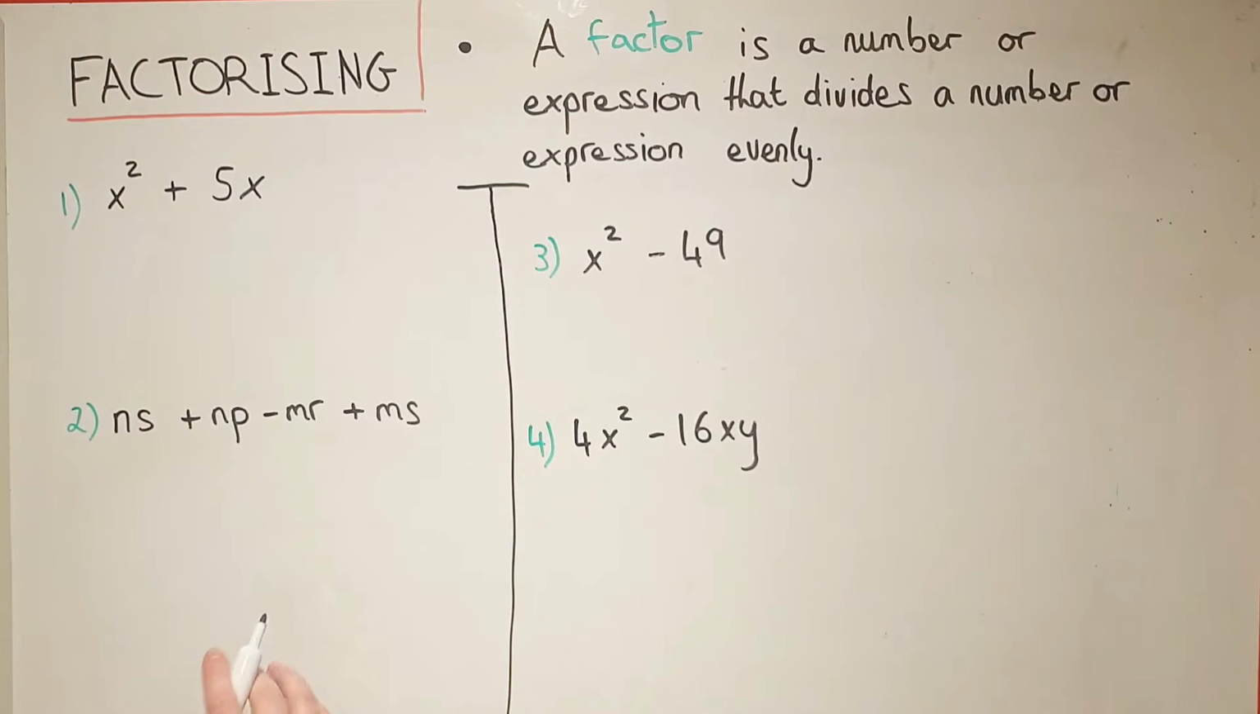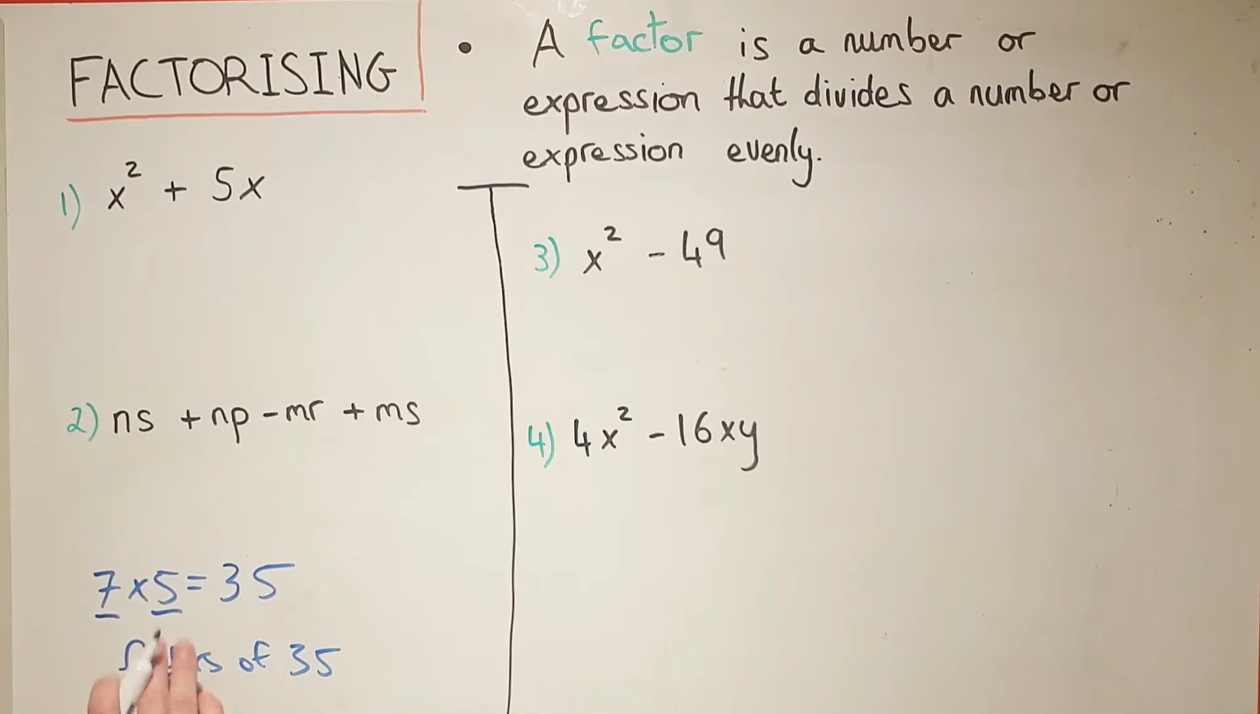Take, for example, the number 35. We know that this is made up of the numbers 7 and 5. So we know that 7 and 5, when in product, equate to 35. So we say that 7 and 5 are factors of 35. They're numbers that, when multiplied by each other, equate to that number.